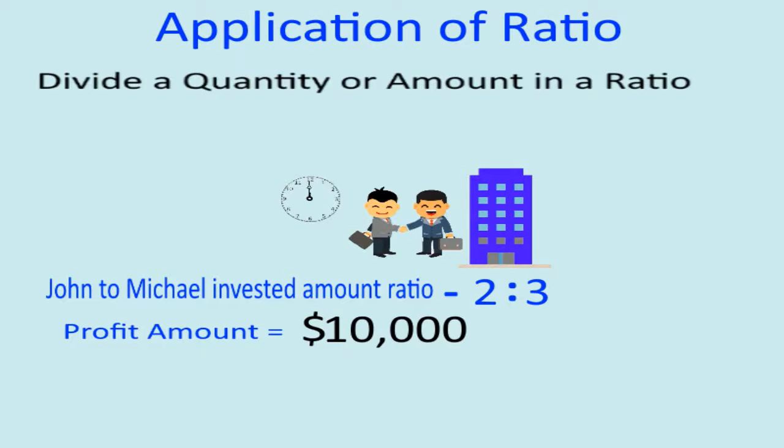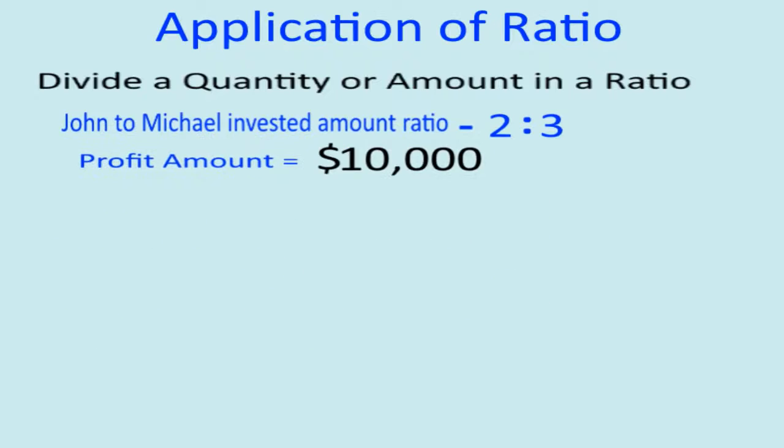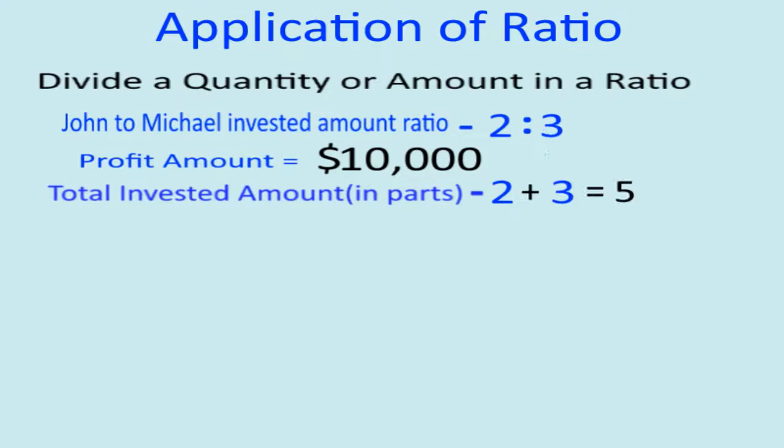Now let us calculate their profit share. Here the given ratio is 2:3, that means, out of the total invested amount 2 parts are John's share and 3 parts are Michael's share. So the total investment can be considered as 2 plus 3, that is 5 parts.